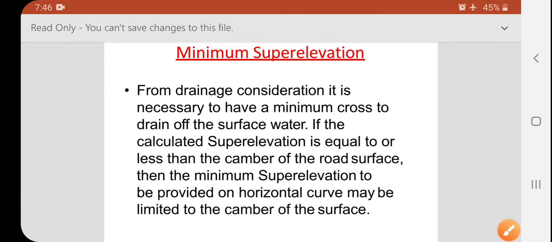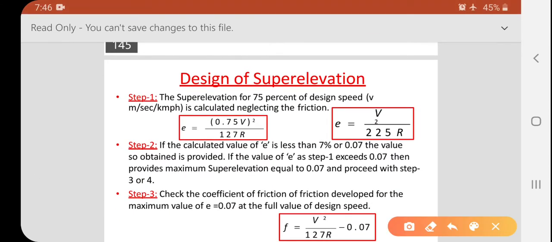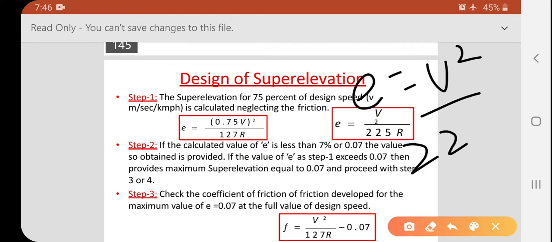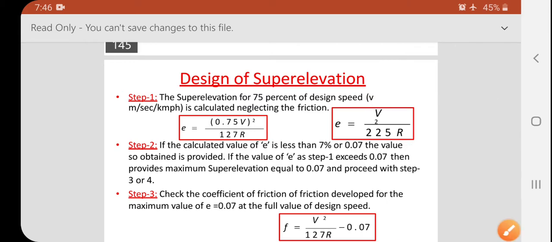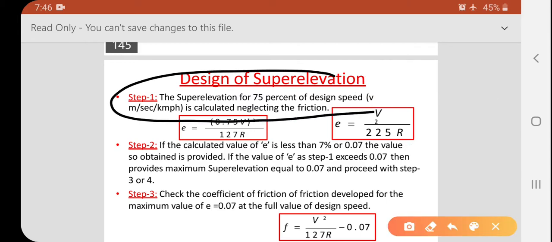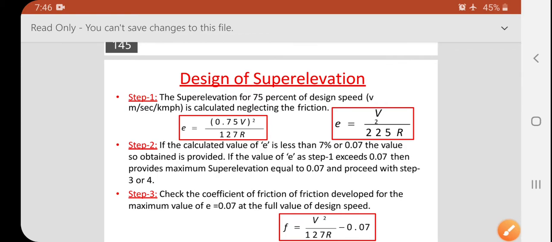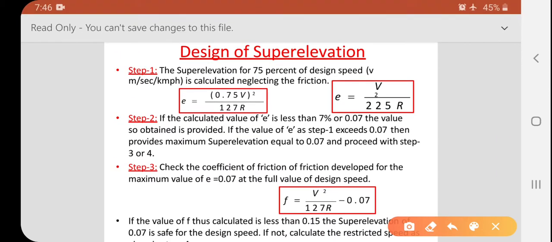This is known as a minimum super elevation. Again the expression is the same. First one, e is equal to 0.75 v squared divided by 127 into r, and again read it as e is equal to v squared divided by 225 into r. That is nothing but 75% of the design speed. If we are considering a design speed of 100, here we should take around 75.